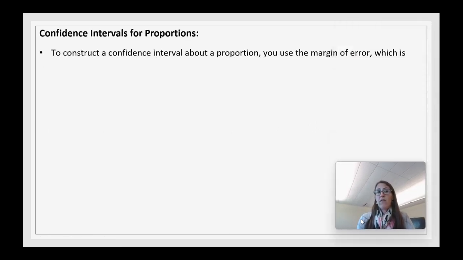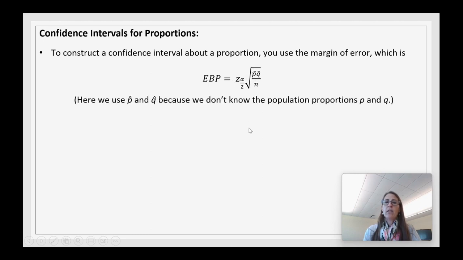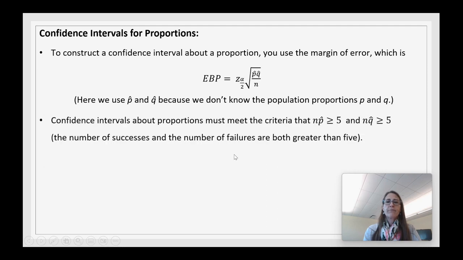So to construct a confidence interval around a proportion, you use the margin of error, just like with the means, but the formula is different. And now it's the error bound for proportions, so it's the EBP. It's still the z-score times the standard deviation, but you'll notice it has p hat and q hat under the square root. It's because we don't know the population proportions, so we use those point estimates for p and q. So the square root of p hat times q hat divided by n.